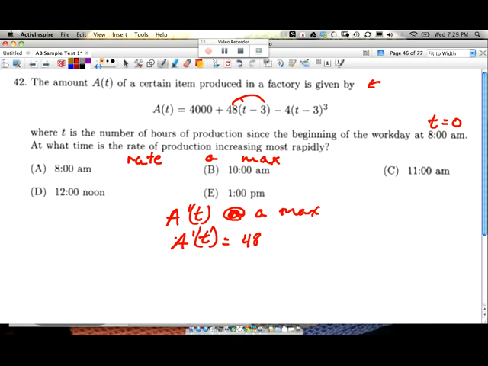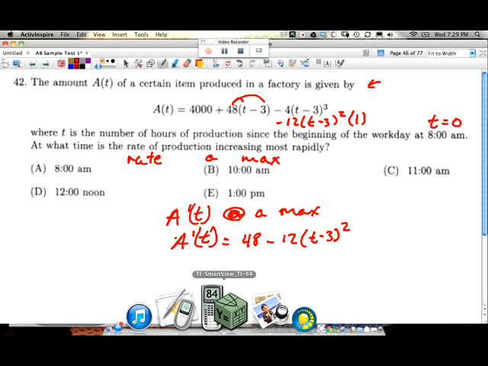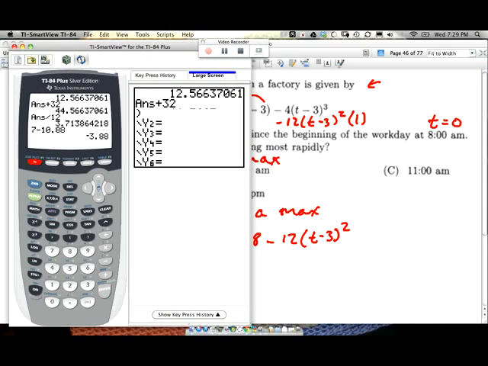So that's just 48 when we take the derivative of that part. But this next one is kind of a chain rule, so we're going to have negative 12 times (t minus 3) squared times 1, which is really just negative 12 times (t minus 3) squared. So minus 12 times (t minus 3) squared. All right, so I'm going to plug that into my calculator. That was the derivative.